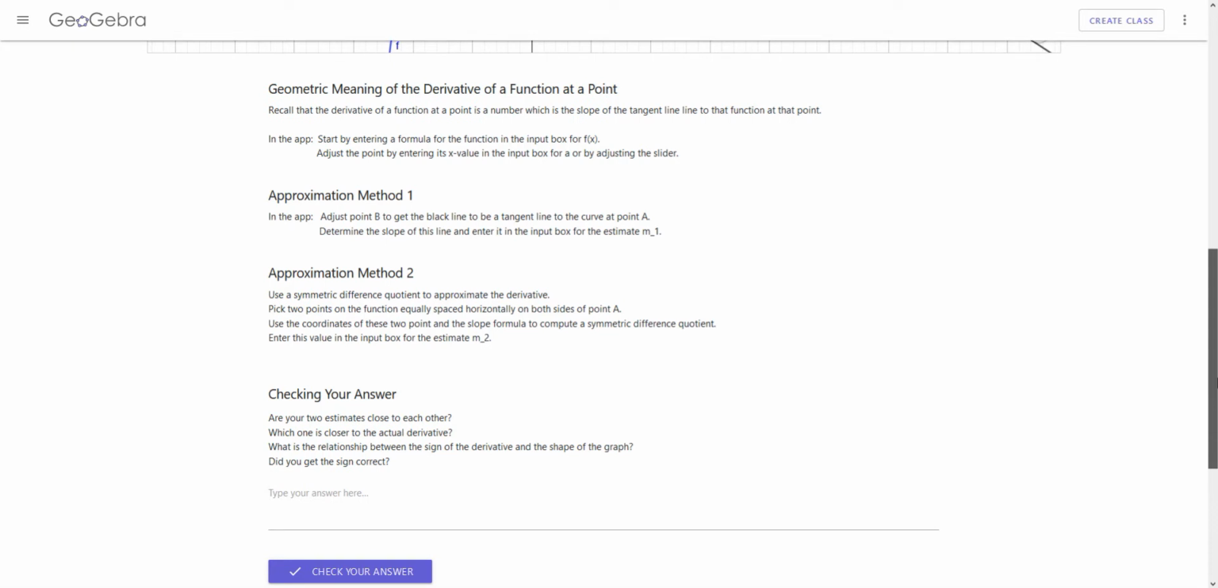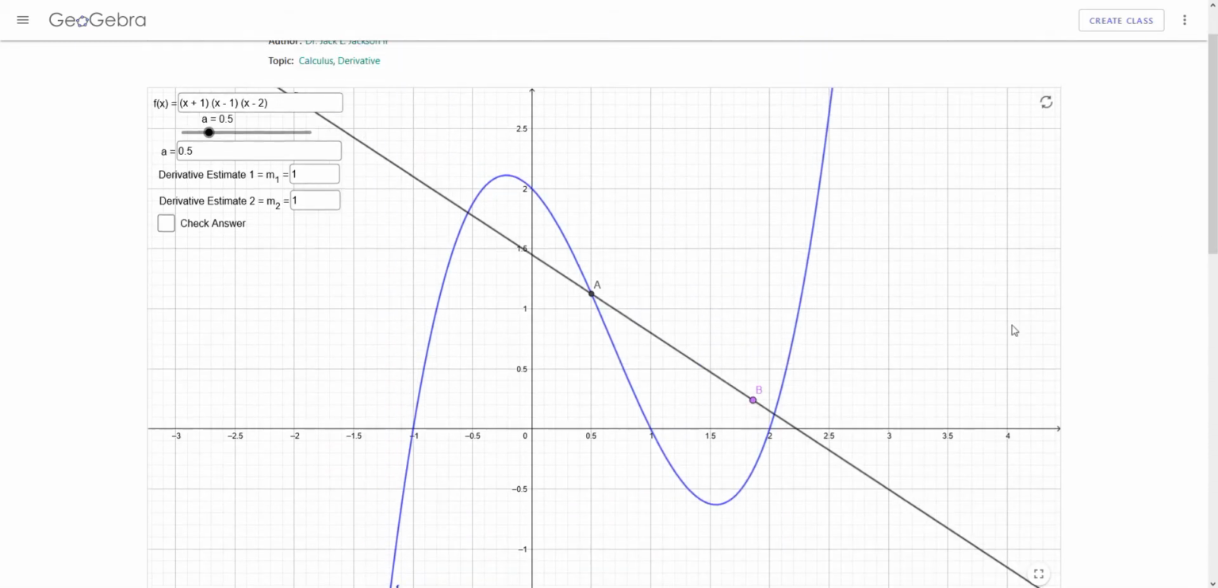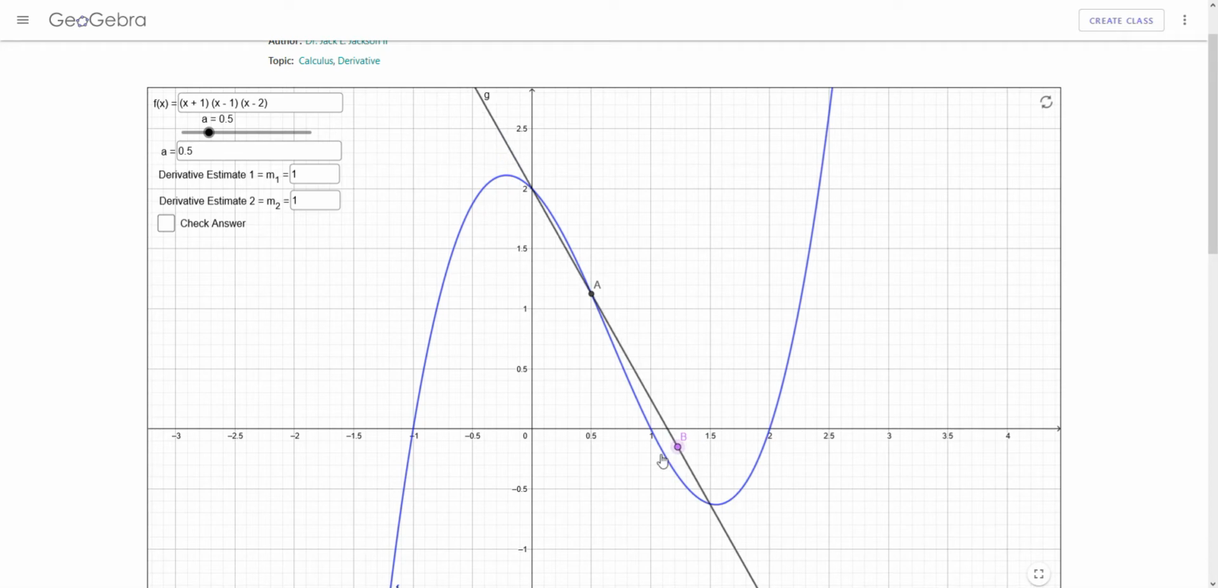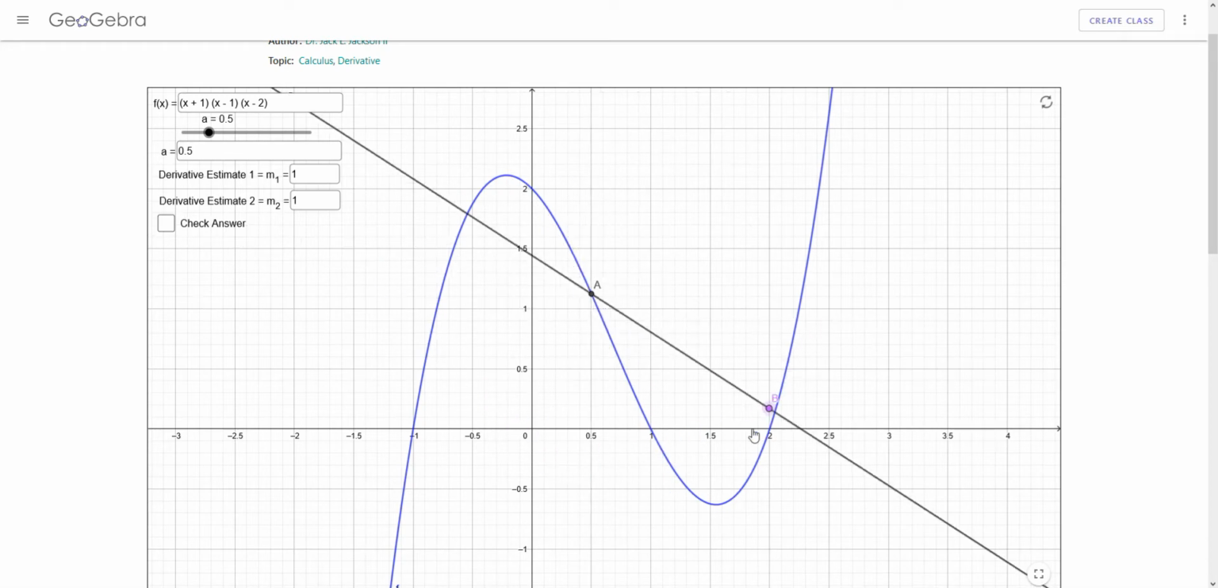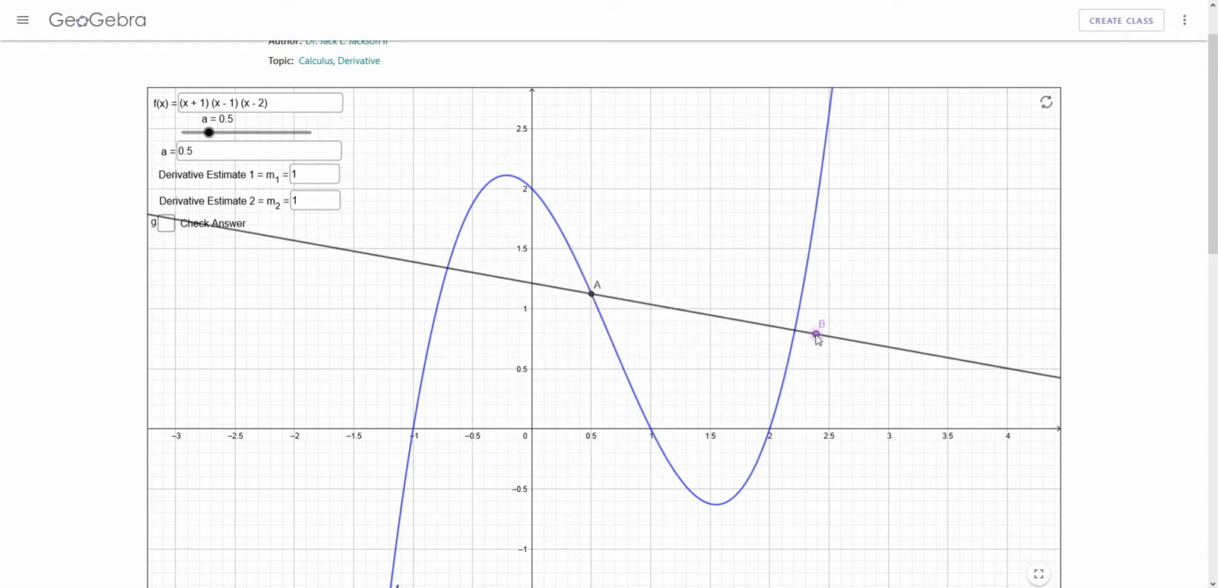And so we recall that the geometric meaning of the derivative of a function at a point is the slope of the tangent line at that point. So we're going to look at this two different ways. And one way is we're going to use this line here to approximate the tangent line.